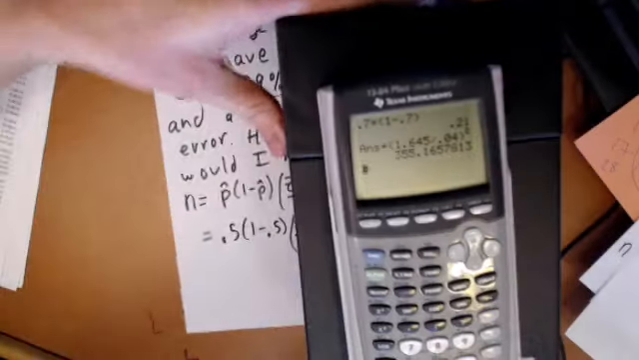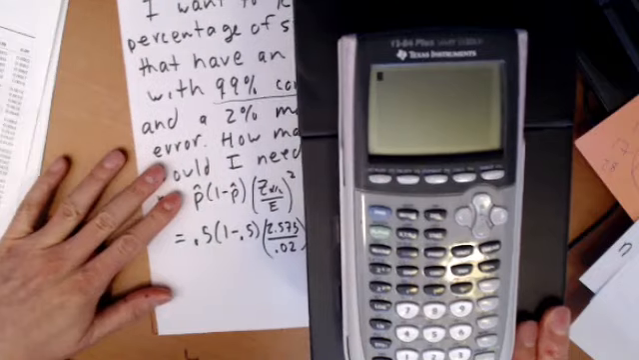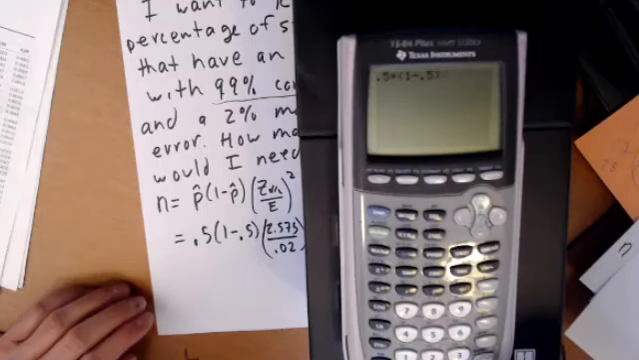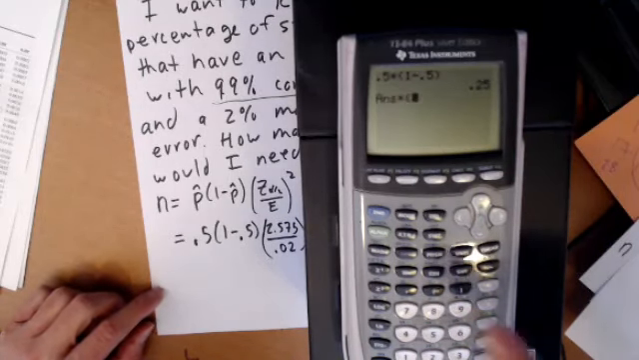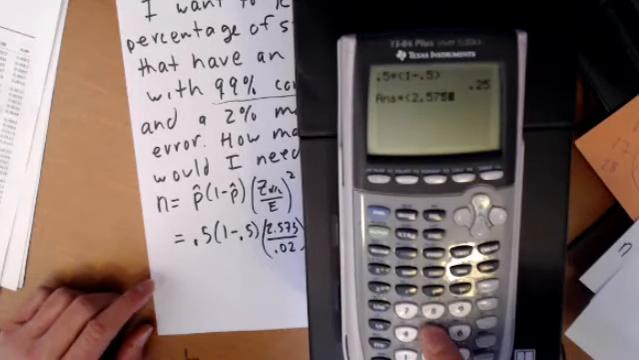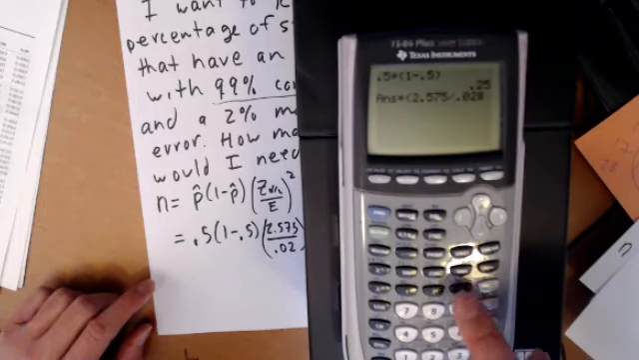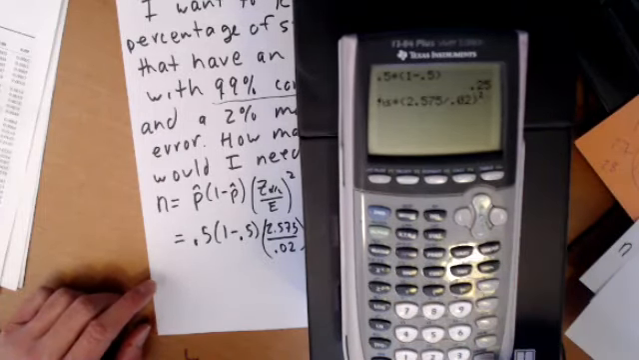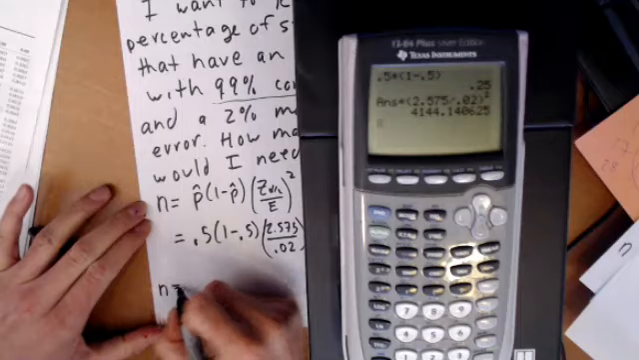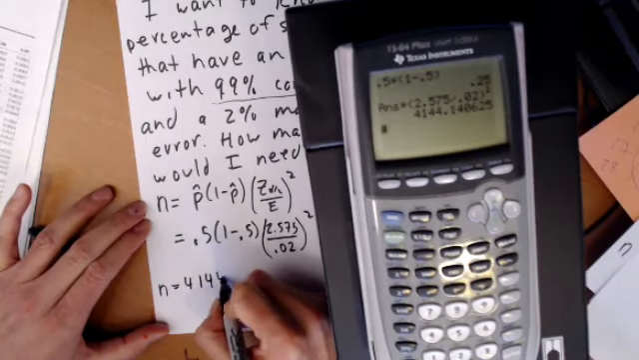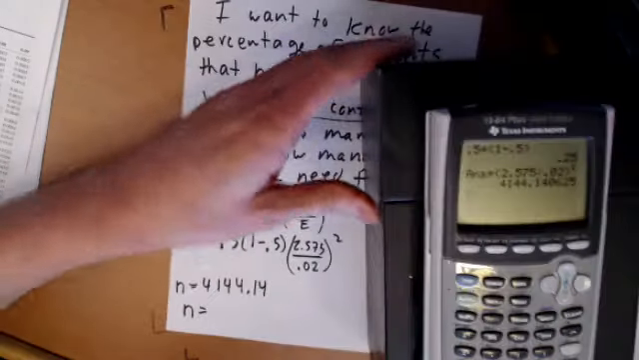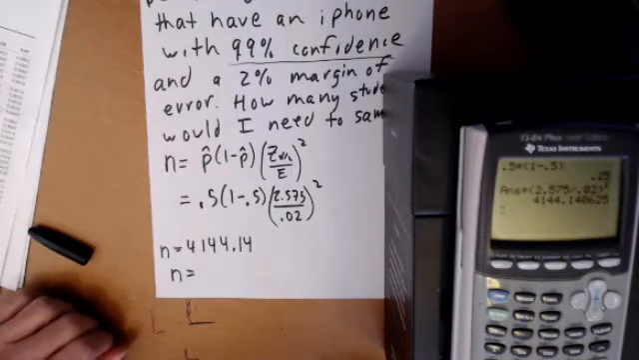And now I just throw this into my calculator. Okay, clear. 0.5 times parenthesis 1 minus 0.5 end parenthesis, enter, times parenthesis. I like breaking it up in a bunch of steps. You don't have to do it in this many steps. 2.575 divided by 0.02 end parenthesis squared. Enter. So that is a lot of people. I need to talk to n equal 4144.14.